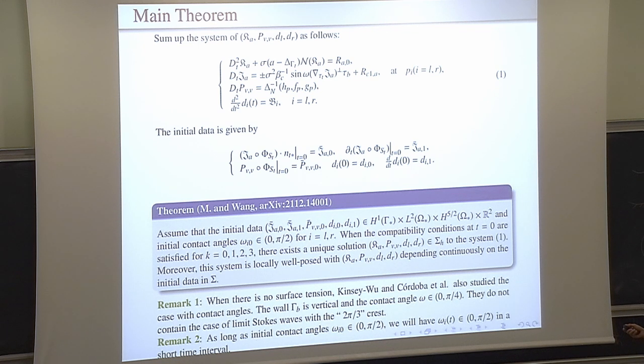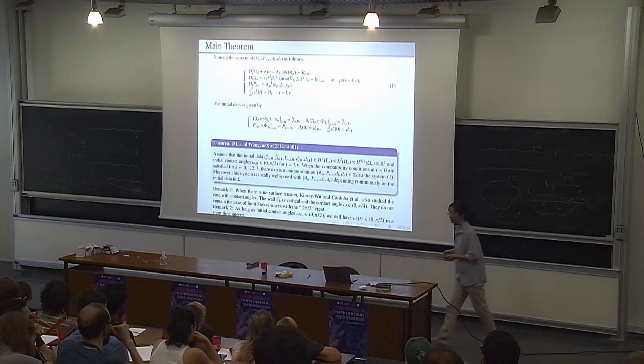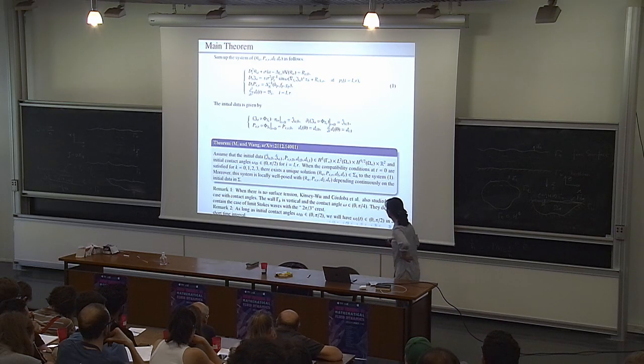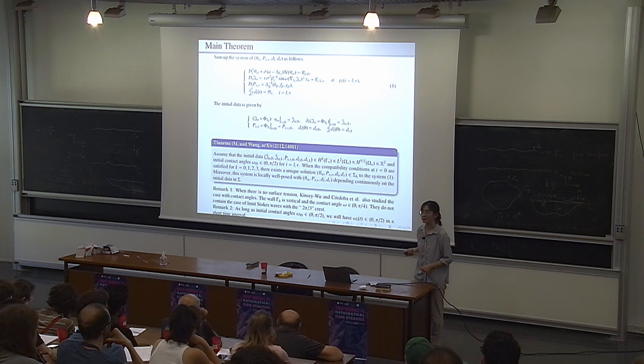Anyway, the free surface gamma t is in H4. Okay, that's what we can see here. And the contact angle is like this. Okay, and that's all for my talk. Thank you very much.